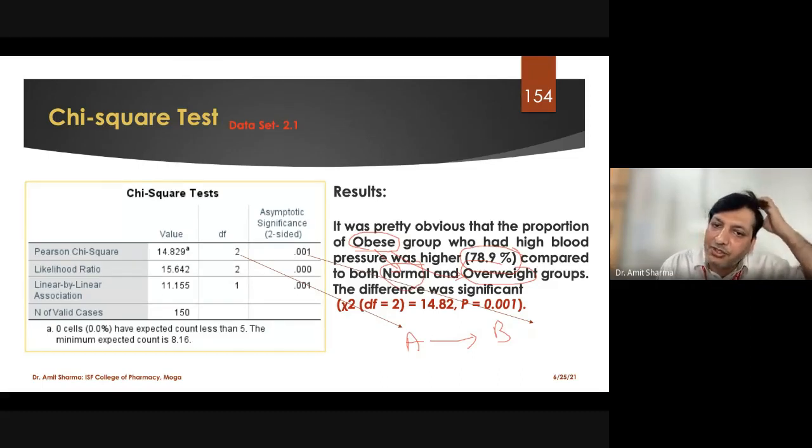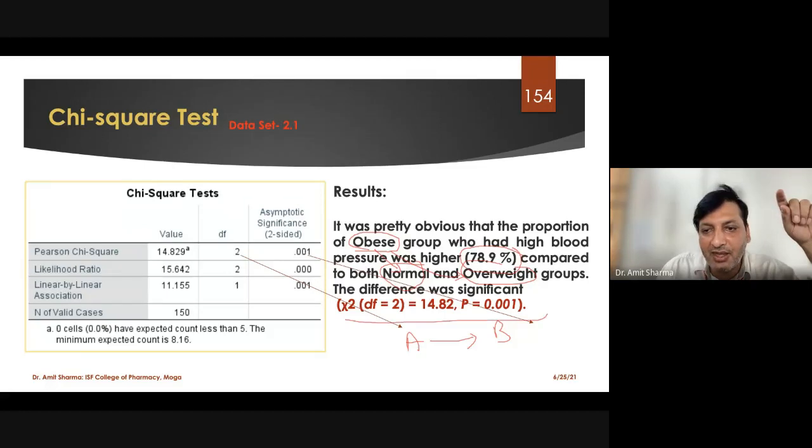That means the highest proportion was observed in obese as compared to normal and overweight. And this is the MLA writing style.